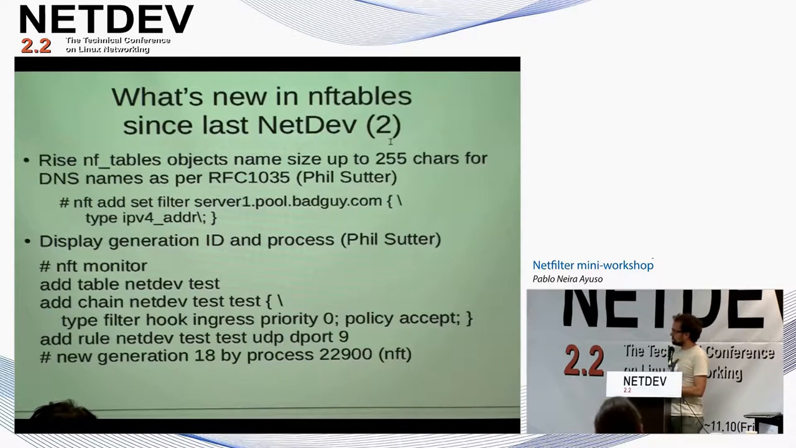So we now display a generation ID and the process that has modified the rule set. We have a two-phase commit protocol. So basically, what happens if we use nft monitor is that if there is a transaction that is committed by another process, we are going to receive the table, chain, and new rules, sets, whatever objects have been added. And then there is a line that indicates the new generation that has happened and the process ID and the name.